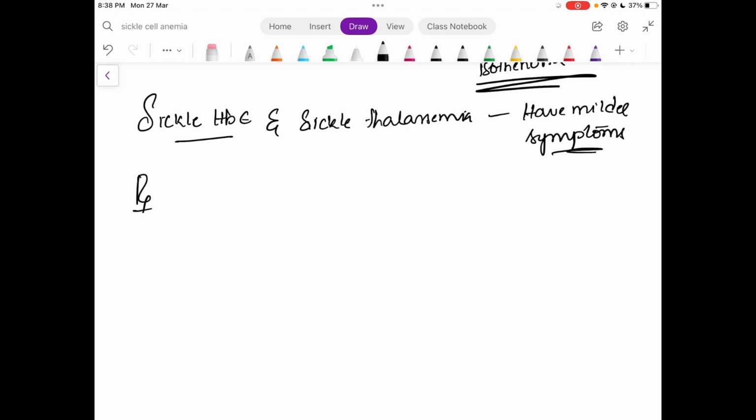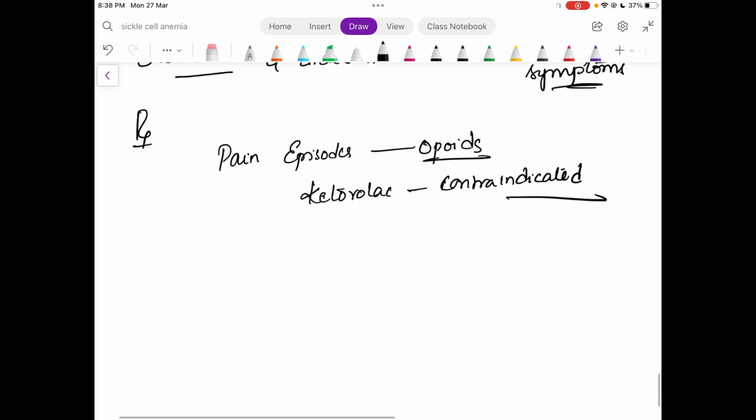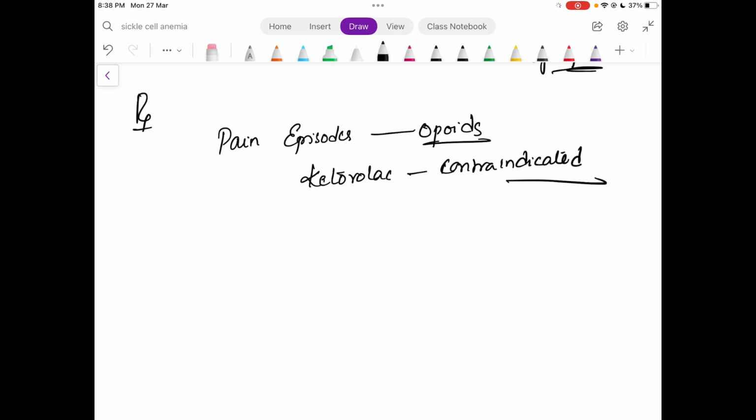Next, we will see the treatment of sickle cell anemia. Pain episodes you have to treat with opioids. Ketorolac is contraindicated. In acute painful episodes, you have to treat the patient with opioids, and you have to give proper hydration.